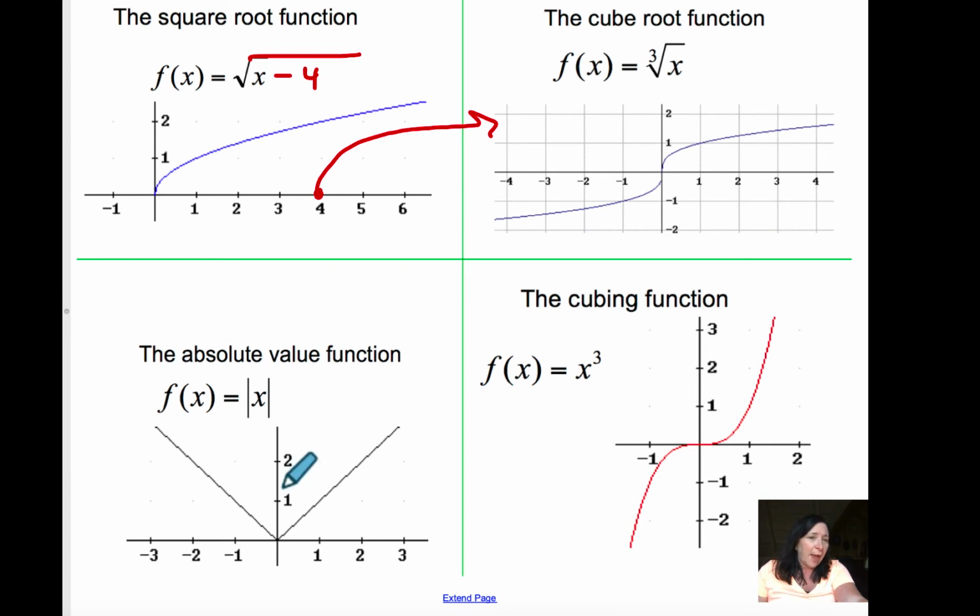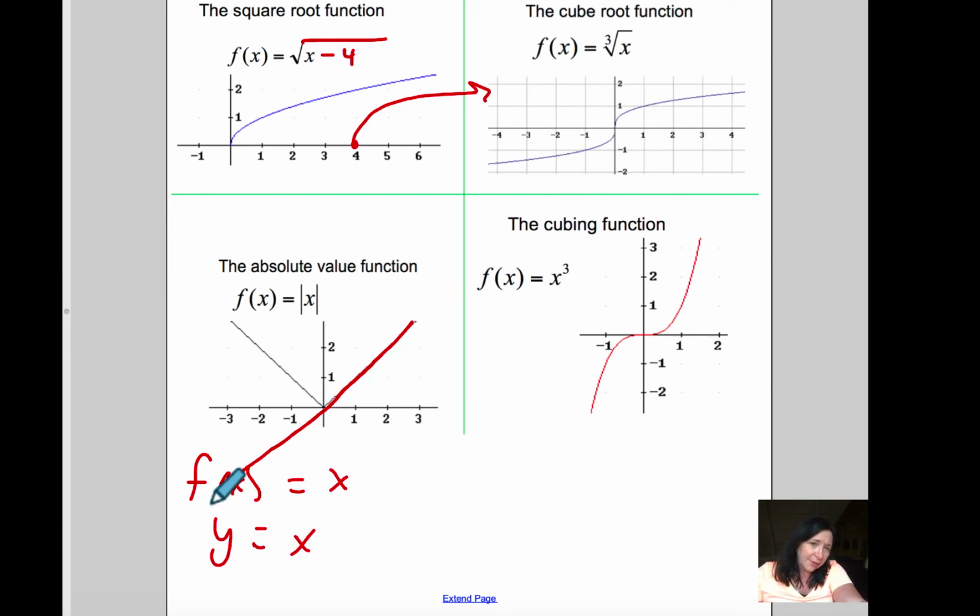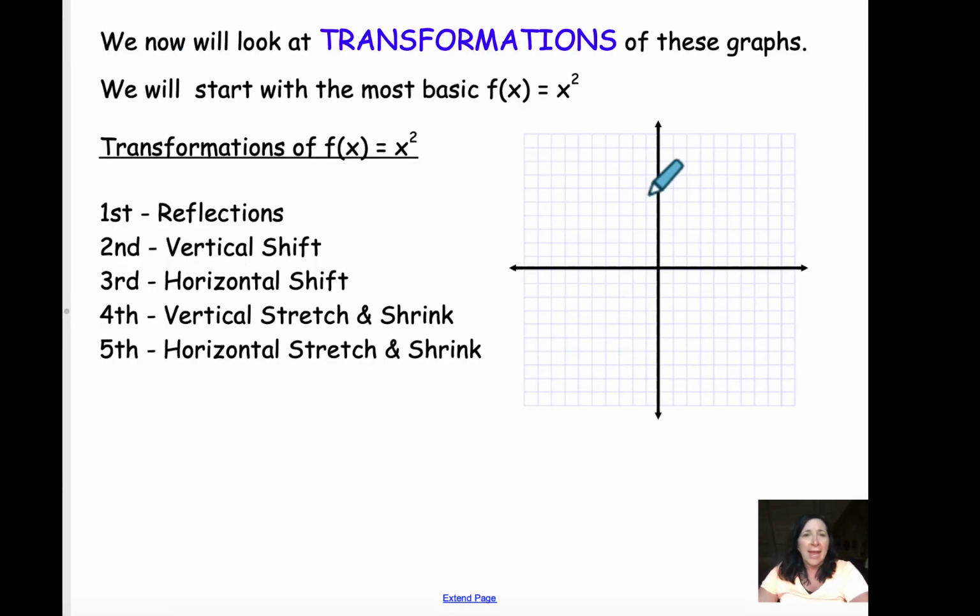And then we have our absolute value. Because remember, your absolute value would normally come from our identity function, which said f of x is equal to x, which is our y equals x, right? Which looked like this. But because it's an absolute value, we can't have any negative values, and so they basically just bounce off and then keep going that way. And then, starting with the most basic of x squared, we have reflections.